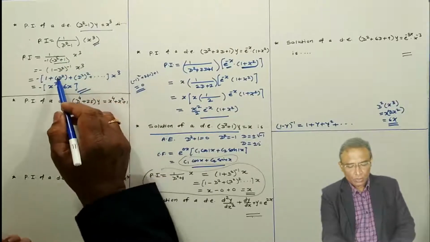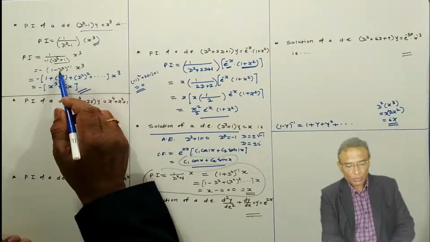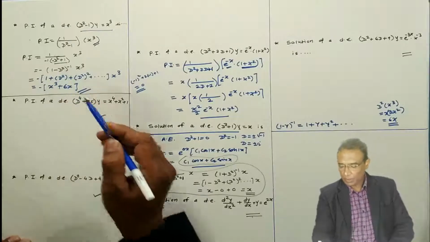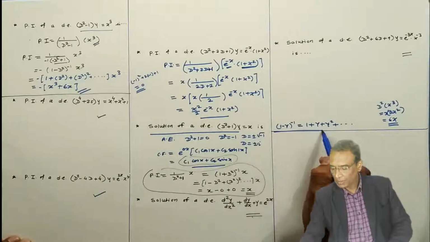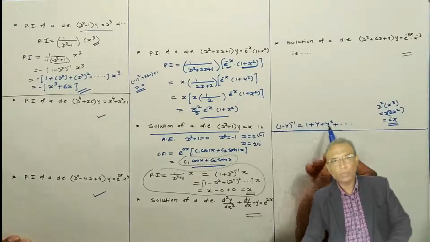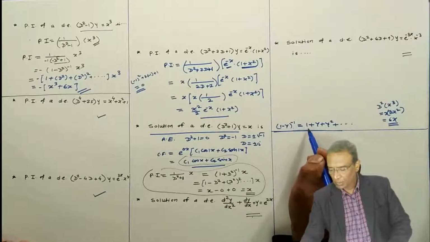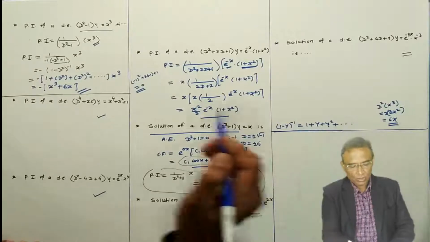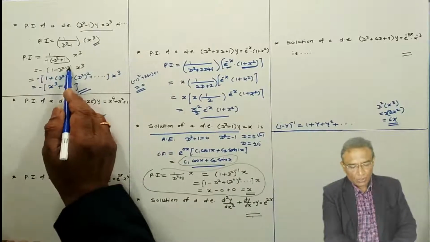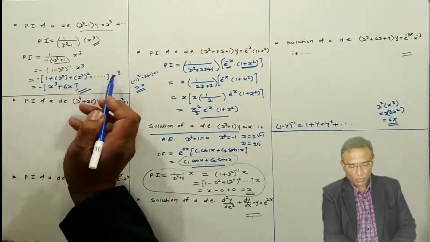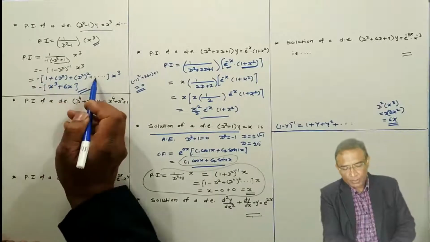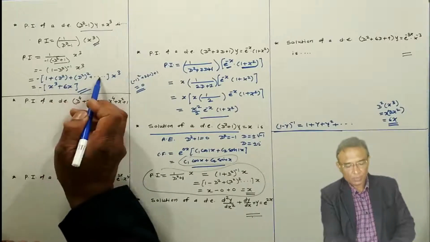Then use 1 minus y to the power minus 1, the particular case of the binomial expansion, meaning this formula you can use in short. 1 minus y to the power minus 1 is 1 plus y plus y square and so on. Now operate each operator on x cube. This is the infinite series, you know.